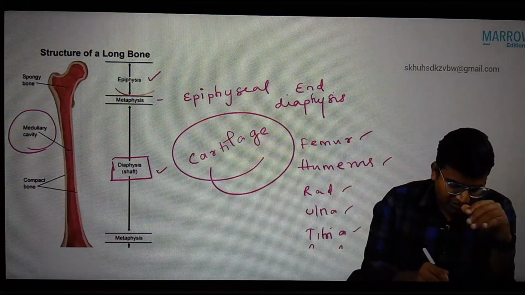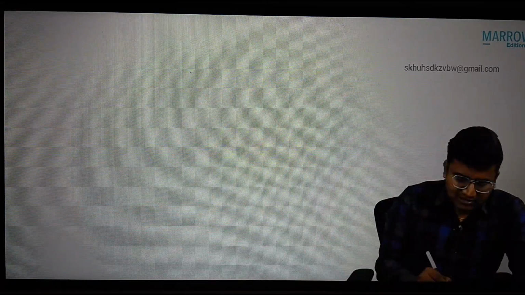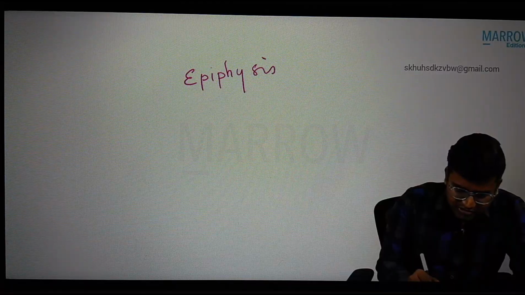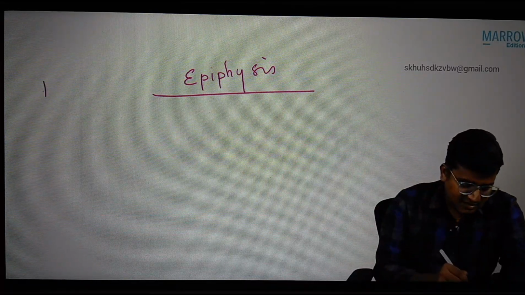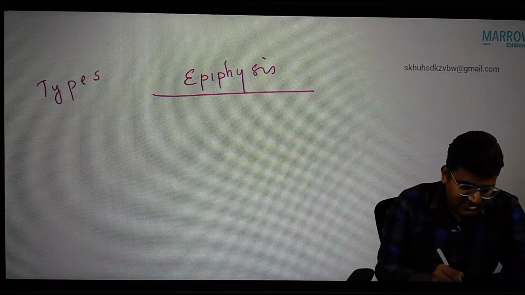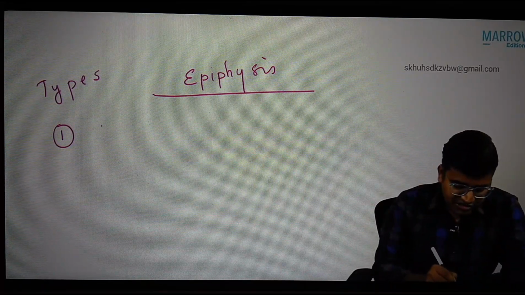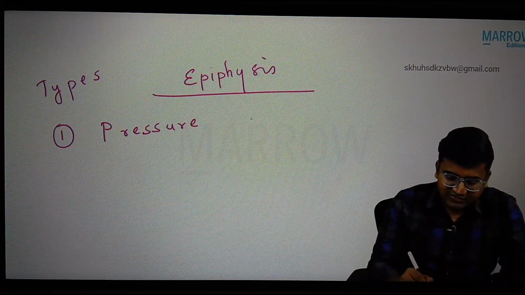Now next, we're going to discuss the epiphysis. Epiphysis is the end of the long bones. We have various types of epiphysis. What are the types of epiphysis? Number 1, pressure epiphysis. Number 2, traction epiphysis.